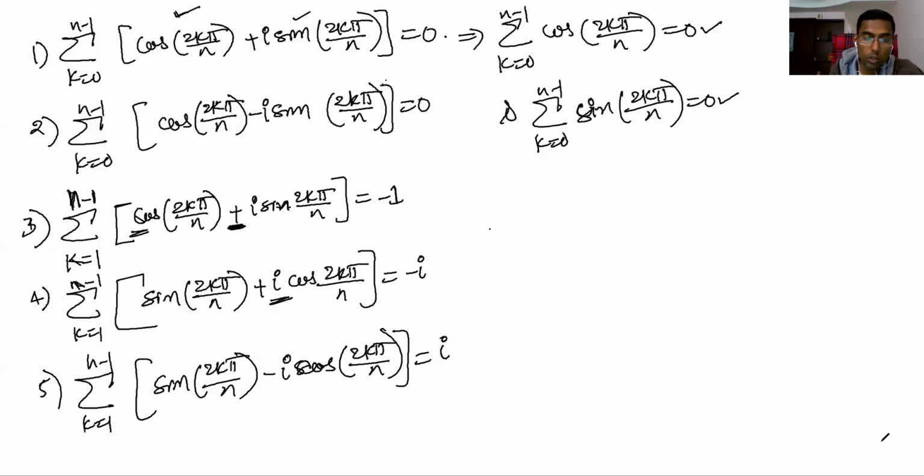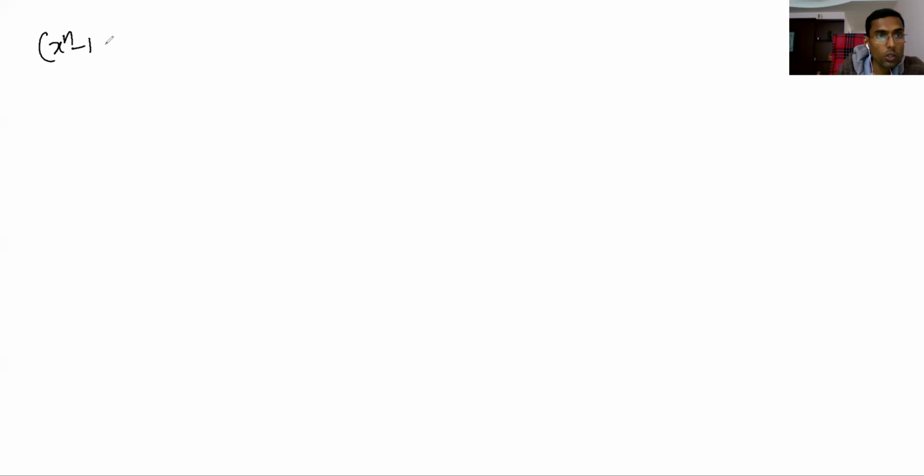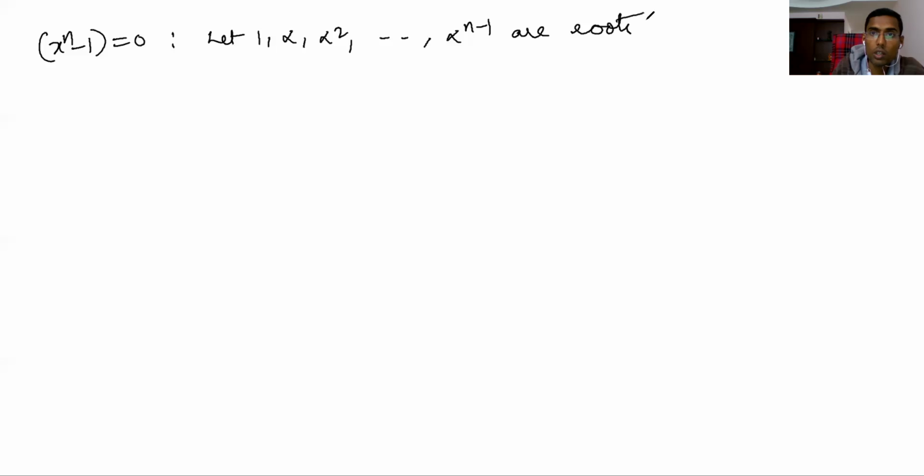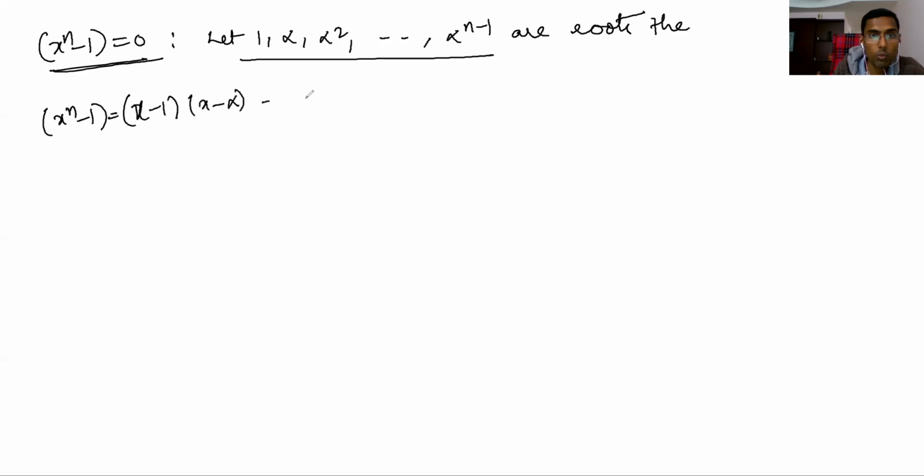So now, we also discussed that x power n minus 1 equals 0. The nth roots of unity means n roots are there. This has n roots. So what are the n roots? 1, alpha, alpha square, and so on up to alpha power n minus 1 are the roots of this equation. If these are the roots, then x power n minus 1 can be factorized like this: x minus 1 into x minus alpha into so on up to x minus alpha power n minus 1. You can write like this.